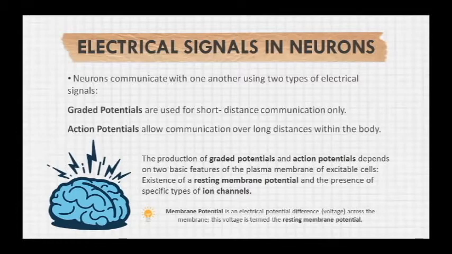So, the production of these potentials, whether graded or action potential, is dependent on two basic features of the plasma membrane. Meaning, these two features of the plasma membrane are the two factors that affect the production of the graded potential and the action potential. And these are the resting membrane potential and the presence of the ion channels. So, just a few definitions. Membrane potential is an electrical potential difference or voltage across the membrane. This voltage is termed the resting membrane potential.